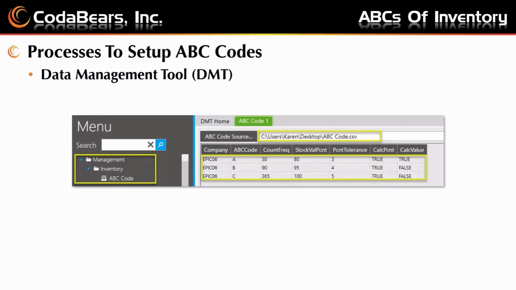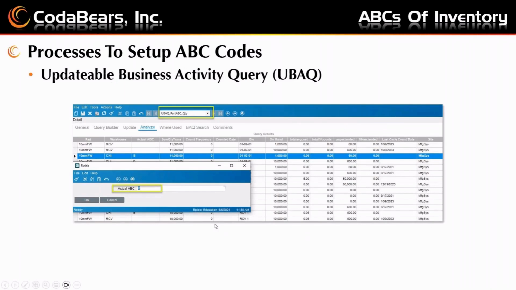For example, another area would be at the management system plant configuration ABC. So this is the company-wide one, and then the path I just mentioned would be for the site area to update in DMT. Another option could be to use an updatable business activity query to get the needed information to help you decide what ABC codes should be assigned.